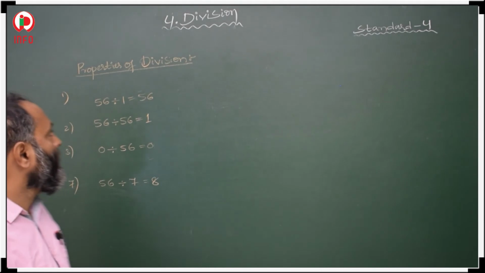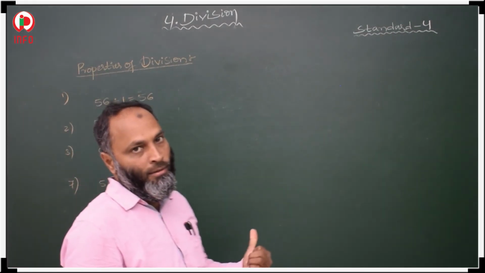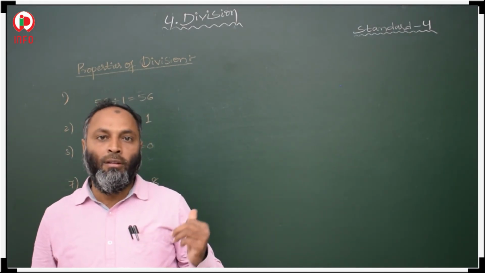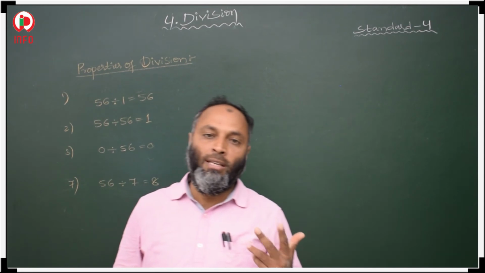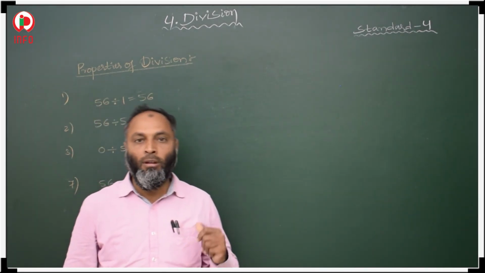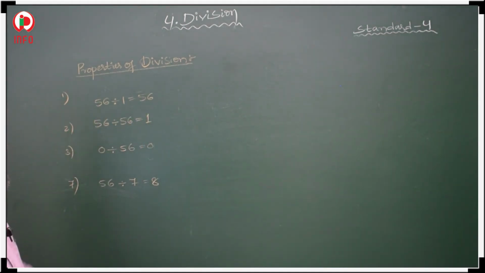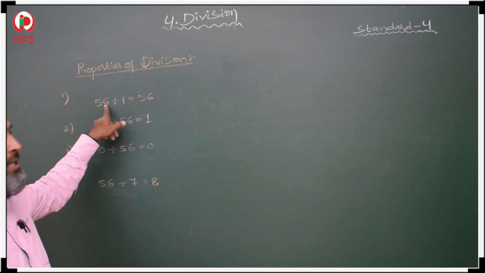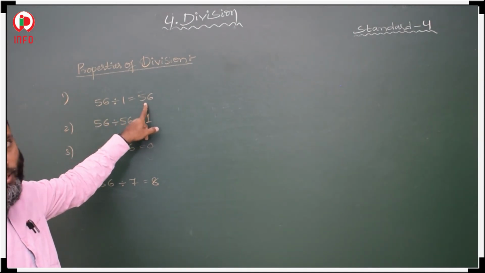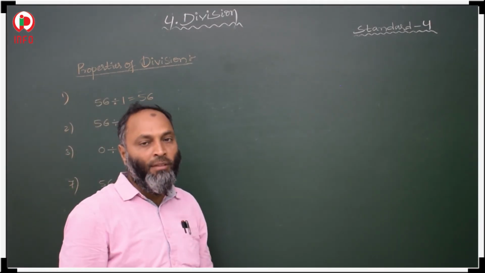Now here, properties of division. We discussed the properties in addition, subtraction as well as in multiplication. Now we are going to discuss some properties in division. What are the properties of division? If any number is divided by 1, then we will get the number itself.